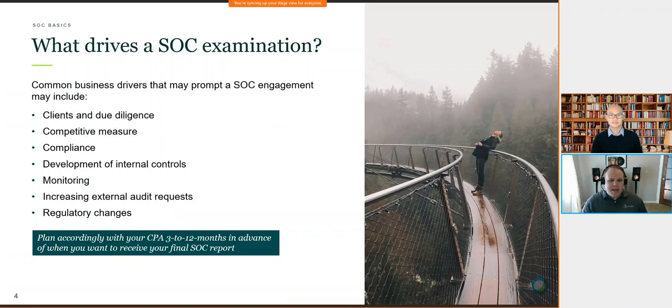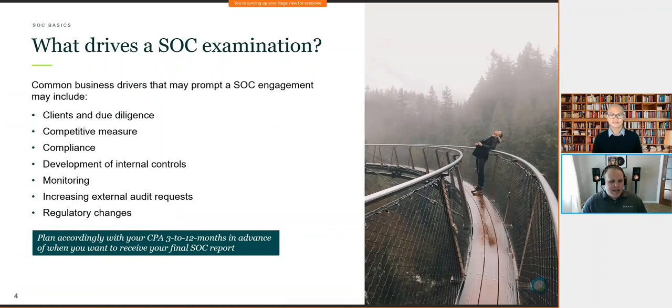SOC reports could also be used as a competitive measure. If your competitors in the market have a SOC report that provides assurance over security or other safeguards around processing integrity or other areas, this could be a barrier to driving more business for your organization. It could be a simple compliance requirement. Healthcare in particular many times has compliance requirements that a SOC or other type of third-party attestation be completed on a regular basis. Sometimes SOC reports could be used as a way of developing internal controls.